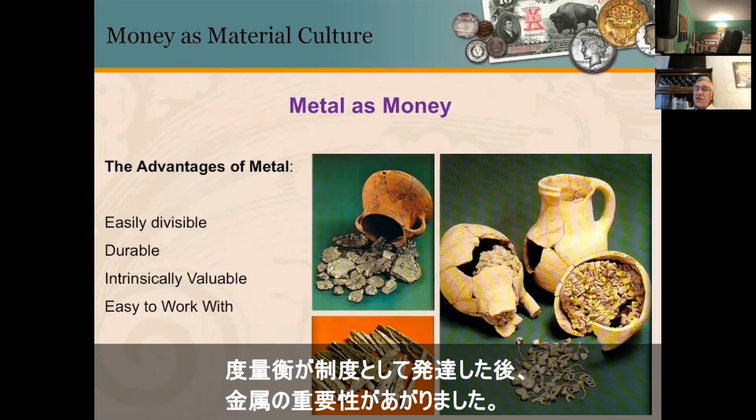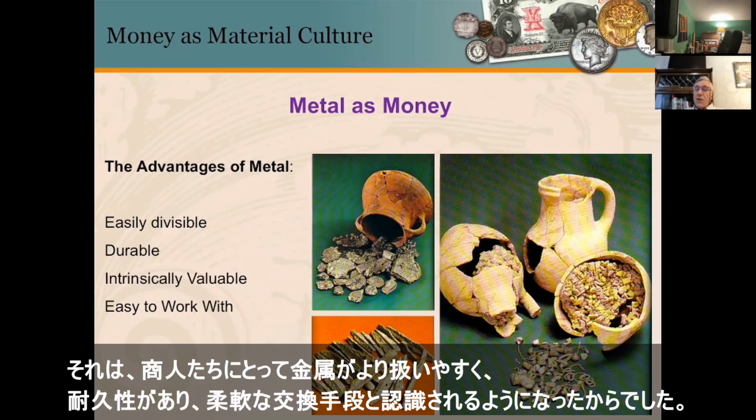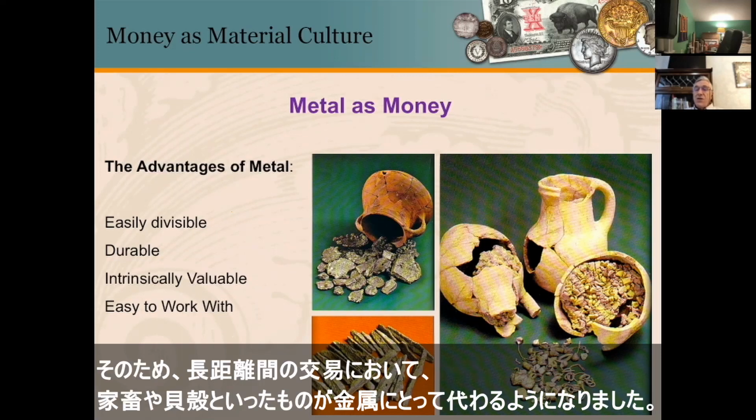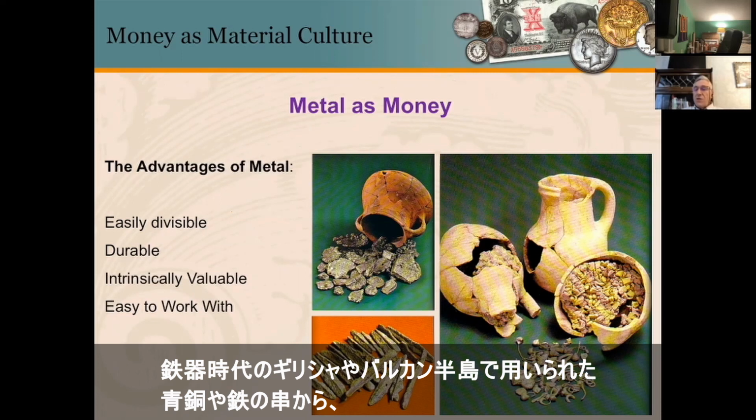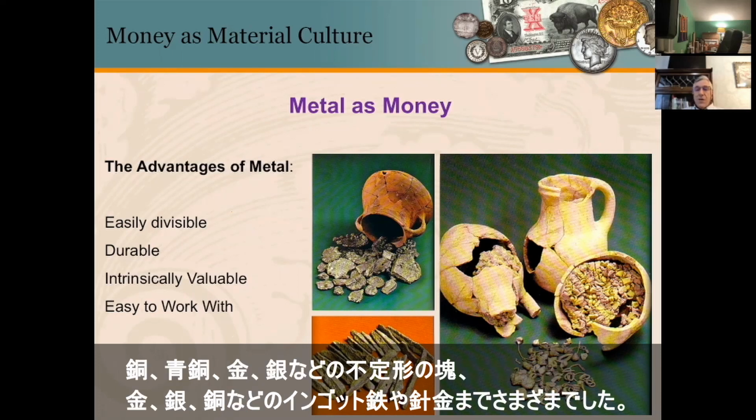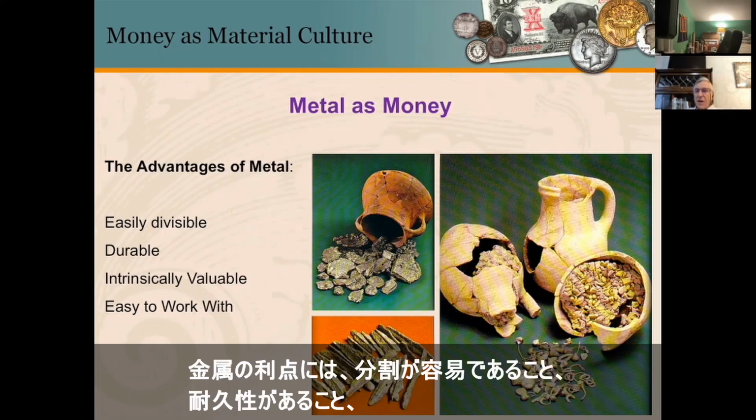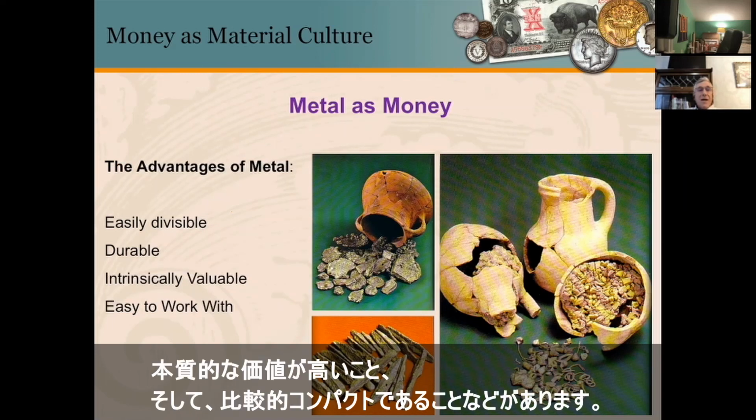After the development of a system of weights and measures, metals became important when merchants realized they could provide a more manageable, durable, and flexible medium of exchange, and long-distance trade largely converted in many places from cattle, cowries, and other materials to metals. Prior to the invention of coinage, metals used in trade came in all shapes and sizes, from spits of bronze or iron as used in Iron Age Greece and the Balkans, to irregular lumps of copper, bronze, gold, and silver, or electrum, to ingots or pieces of wire in gold, silver, or copper. The advantages of metal were its easy divisibility, its durability, its high intrinsic value, and its relative compactness.